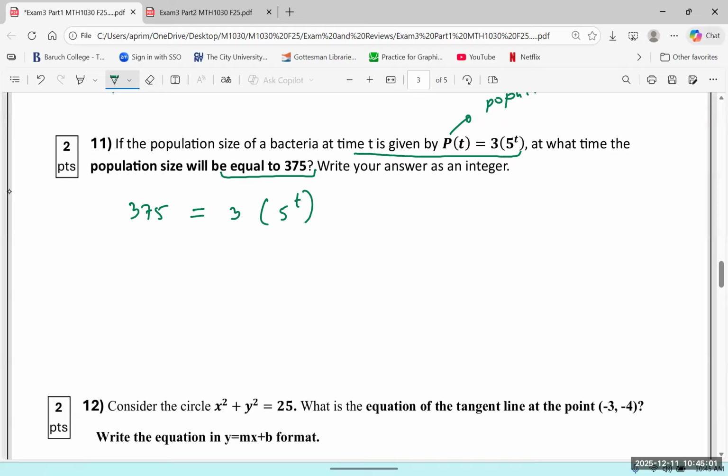Because first you have to click the number and then log. Some calculators require the number first and then the log, and some calculators do log and then the number.